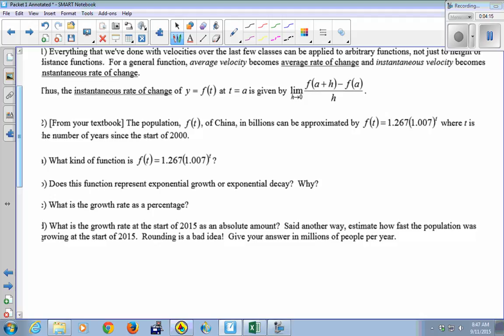Okay, so let's do a problem, sort of a real-life problem. The population of China in billions can be approximated by this function f, 1.267 times 1.007 to the t, where t is the number of years since the start of 2000. What kind of function is that? Exponential. And I heard somebody say it's growth, not decay. How do you know it's growth?